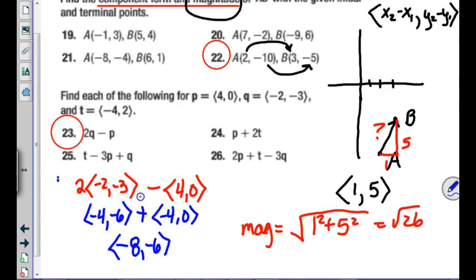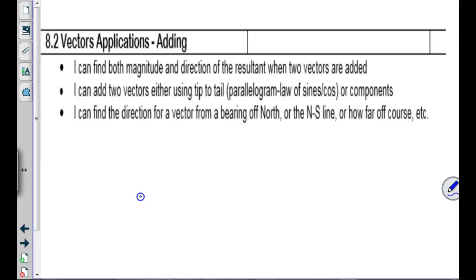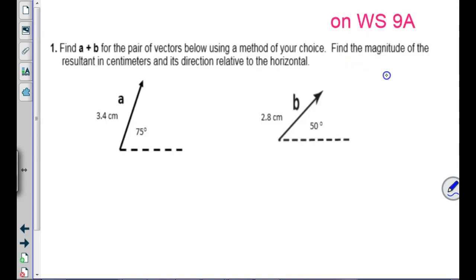I think that's it for that learning target, but then there's another vector learning target. This is the one when you have to add 2 vectors together, okay? And then you also have to talk about bearings and finding the angle at the end and all that good stuff. Okay. The first question is off of worksheet 9A. The question on the quiz looks just like this. You're just going to add them together. Does anybody remember how easy this was to do? What did you do? What are the components for A and what are the components for B?